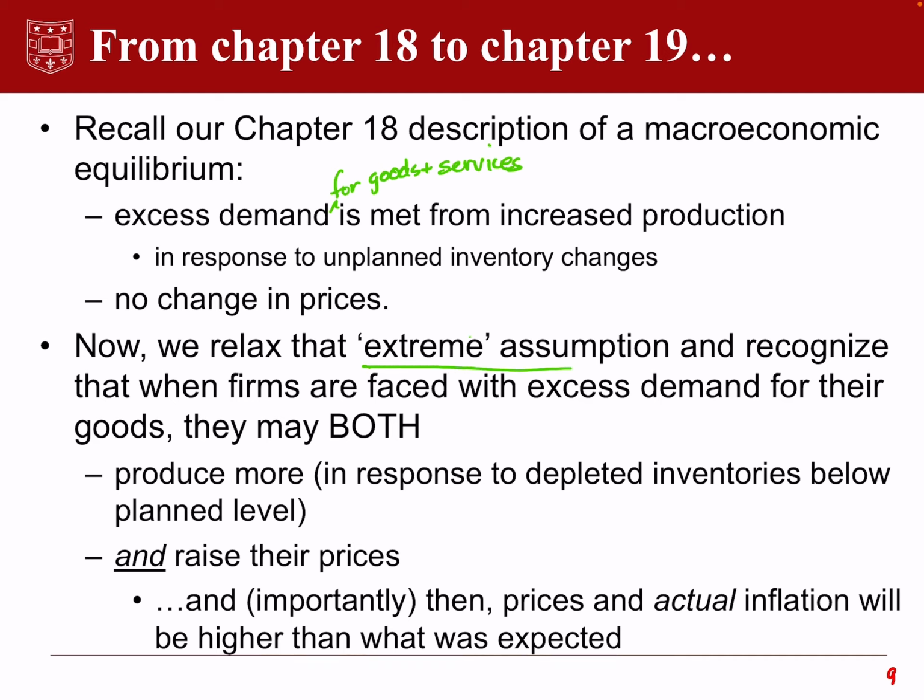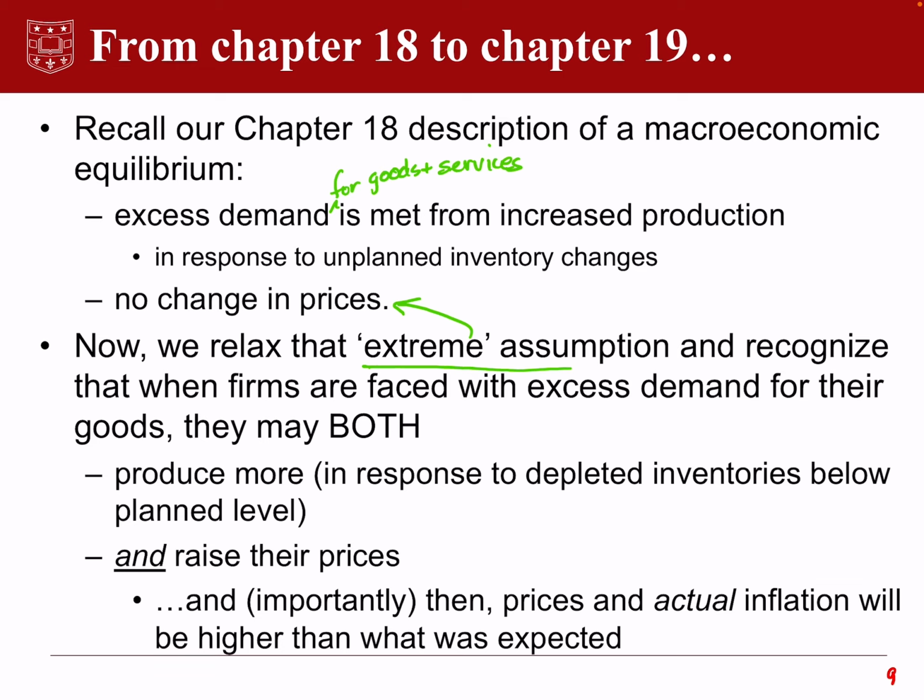And the extreme assumption is that there's no price response, and recognize that, of course, when firms are faced with excess demand, either higher than what was expected or lower than what was expected, then they may, in the case of positive excess demand, produce more. So again, we would still expect that firms would be selling out of their inventories to the extent that they had them, and that would provide an incentive for firms to produce more. But they might also observe their competitors raising prices, and so they as well could not sacrifice market share and still be able to raise their prices.